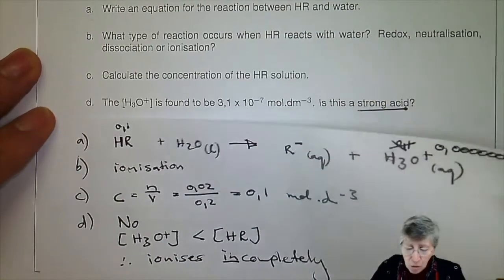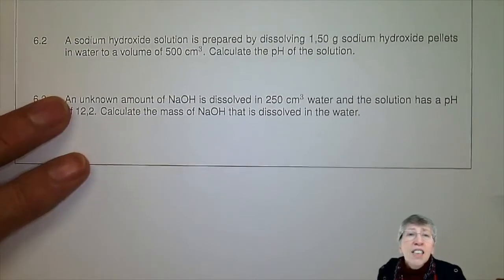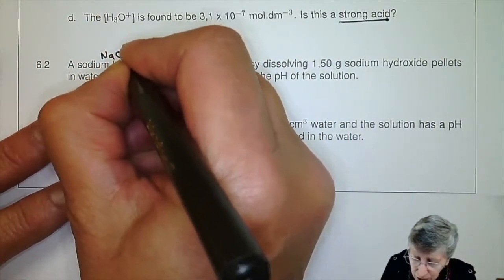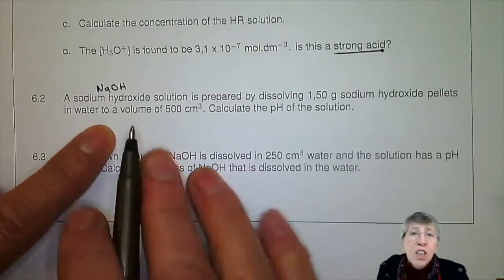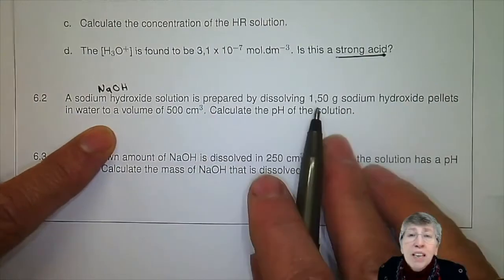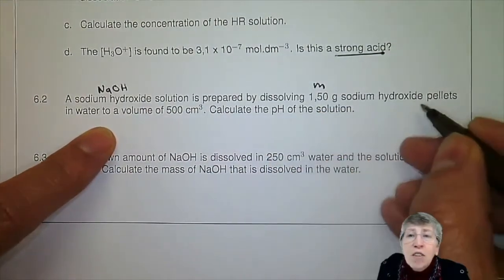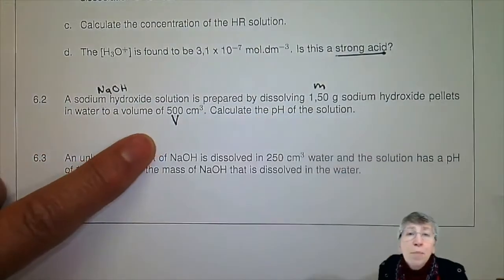Okay. Right, moving on to 6.2. They tell us a sodium hydroxide, NaOH. What do I know about NaOH? Strong base, right? Strong base solution is prepared by dissolving 1.5 grams. So they give us a mass of hydroxide pellets in a water volume. Okay, so they give me volume as well.